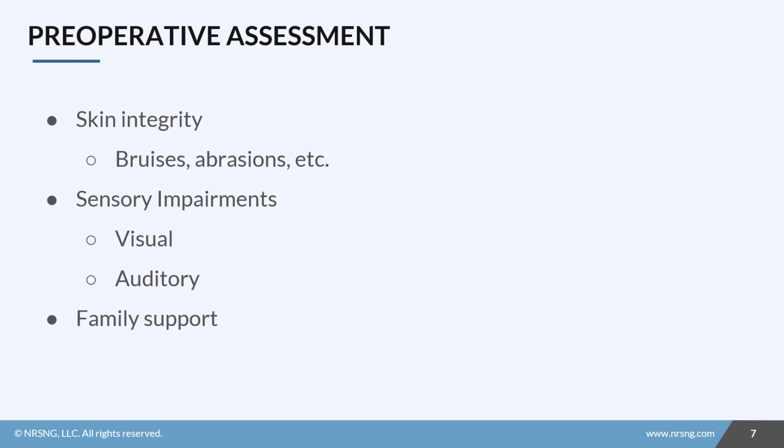Another important part of the preoperative assessment is checking out your patient's skin. What does it look like? Do they have any bruises, cuts, scrapes, abrasions near the surgical site that could prevent the surgery from happening? Oftentimes, if the patient is having a surgery where implants are involved, like a total knee or a total hip, something like an abrasion can cause the patient's surgery to be canceled.